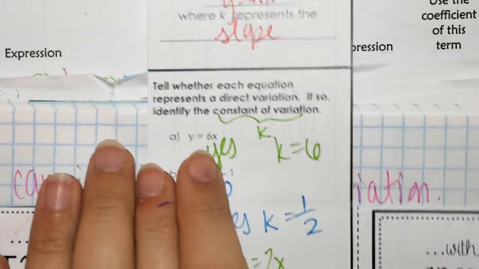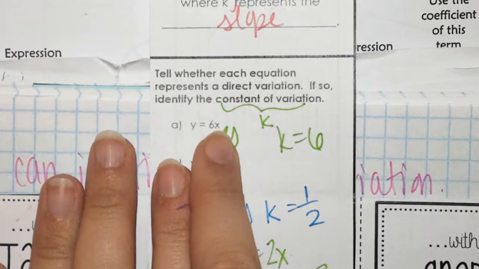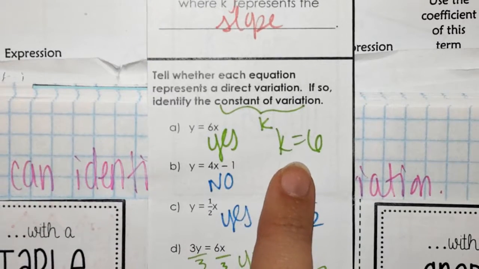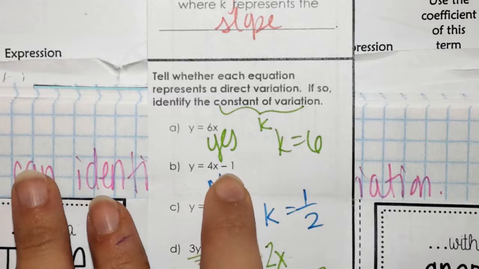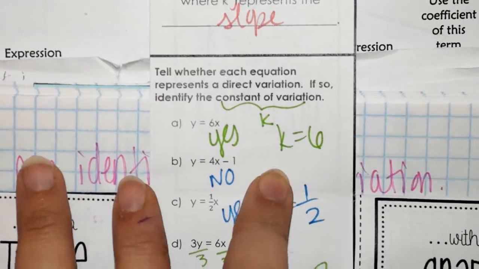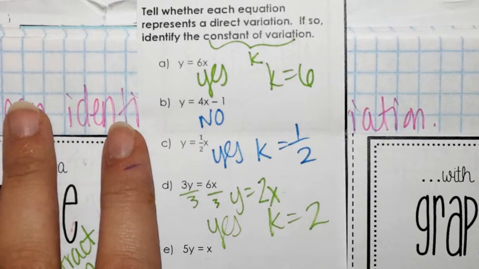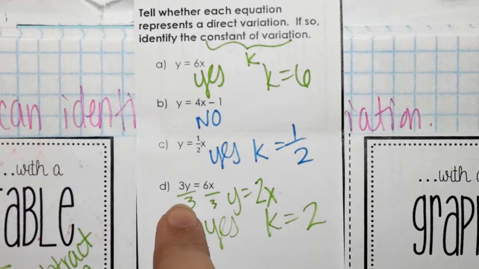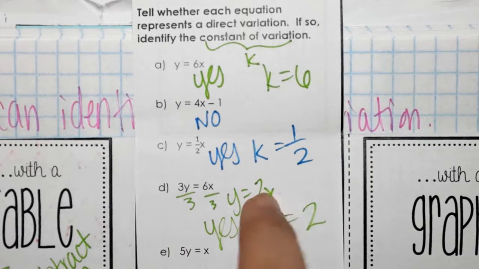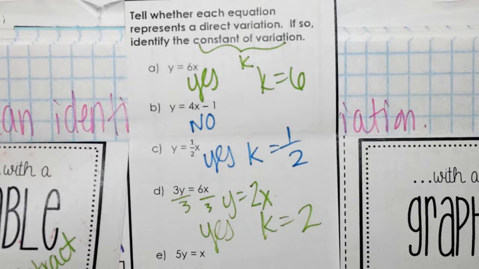So our first one was yes, because our y-intercept is 0. Our y-intercept has to be 0 for it to be a direct variation, and we said our k equals 6. Does everyone remember that? Then we said that this one is not because we have a minus 1. It cannot have a plus or minus out there. We said that this one is because our y-intercept is 0 and k is 1/2. And then we solved this one for y, and we said y equals 2x. It is because there's no y-intercept, it's 0, and k equals 2. So that's what we did yesterday.